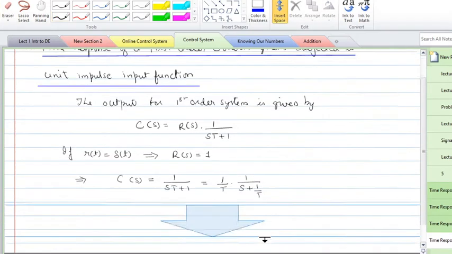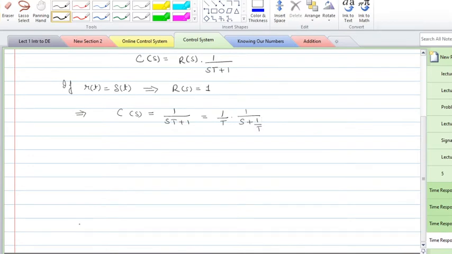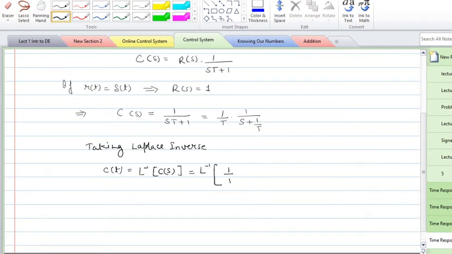Taking Laplace inverse of both sides, we will get C of T will be equal to Laplace inverse of C of S, and this will be equal to Laplace inverse of 1 by T multiply 1 divided by S plus 1 by T. And if we solve this, then we will get C of T will be equal to 1 by T e raised to power minus T by T.